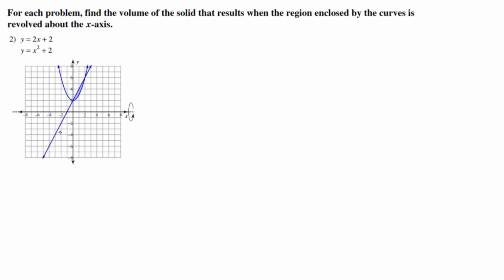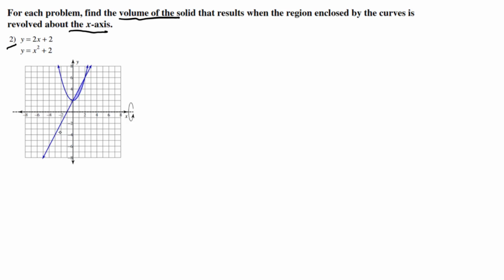This problem says, for each problem, find the volume of the solid that results when the region enclosed by the curve is revolved around the x-axis. The second problem is y equals 2x plus 2 and y equals x squared plus 2.